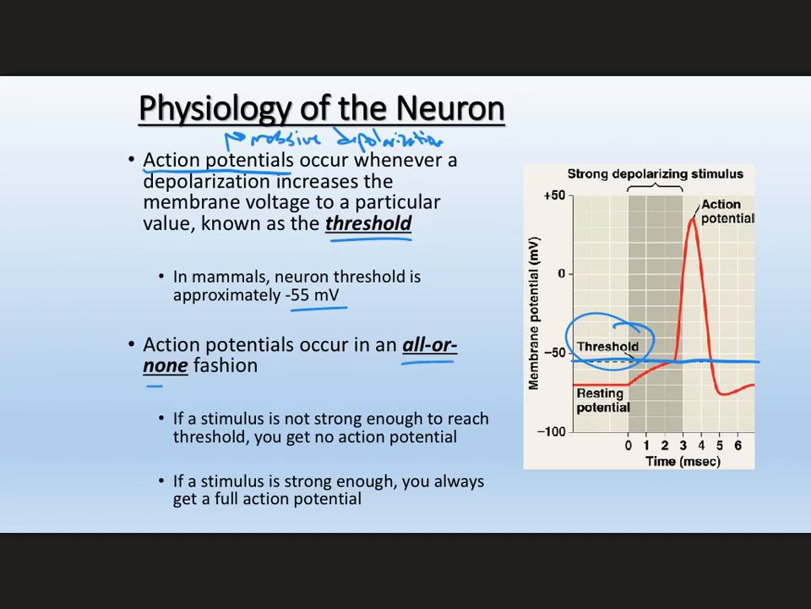If a stimulus is not strong enough to reach the threshold, so let me draw a picture here in red, if it's not strong enough to reach threshold, then we just kind of draw it back down. If the stimulus is strong enough to reach threshold, bam, the nerve definitely fires. And you can test this on yourself, or experience this yourself, right? Think about being able to feel something, right?